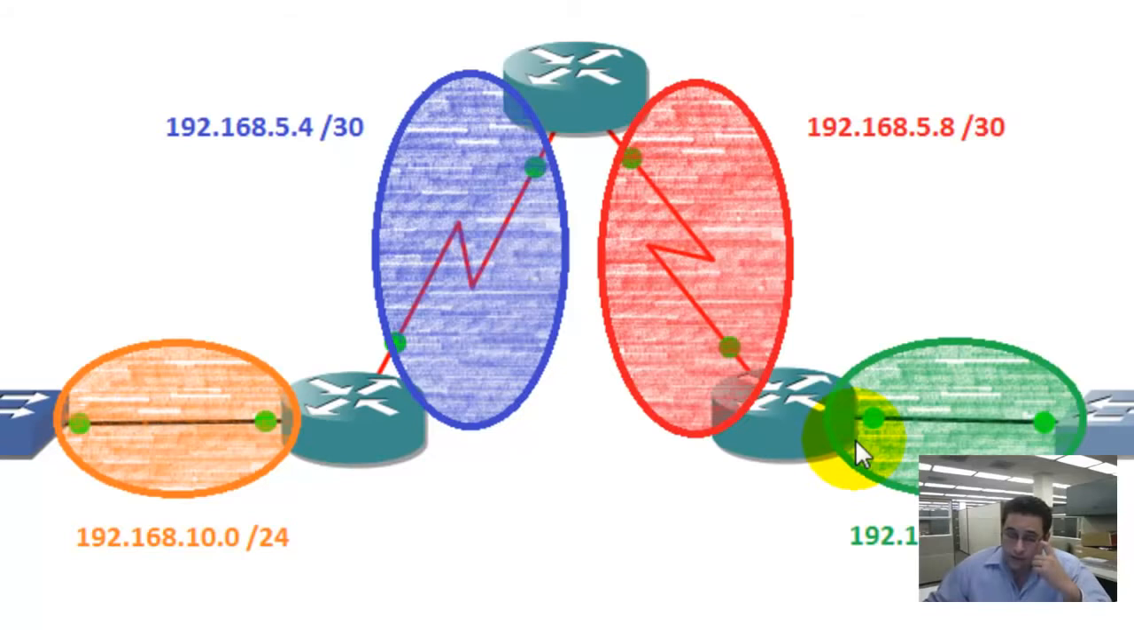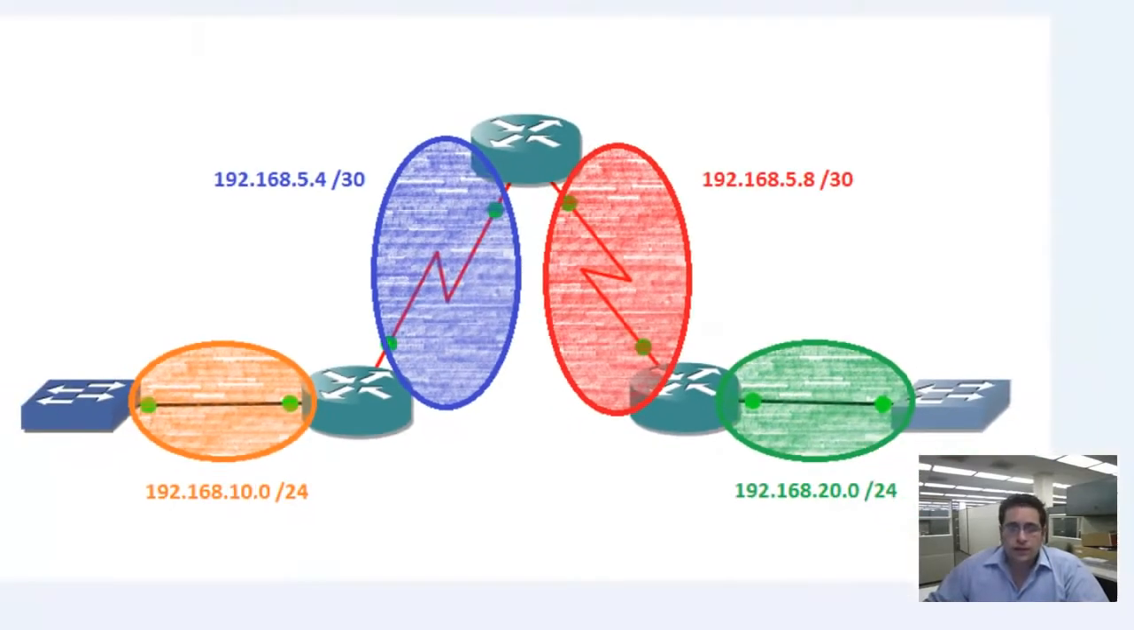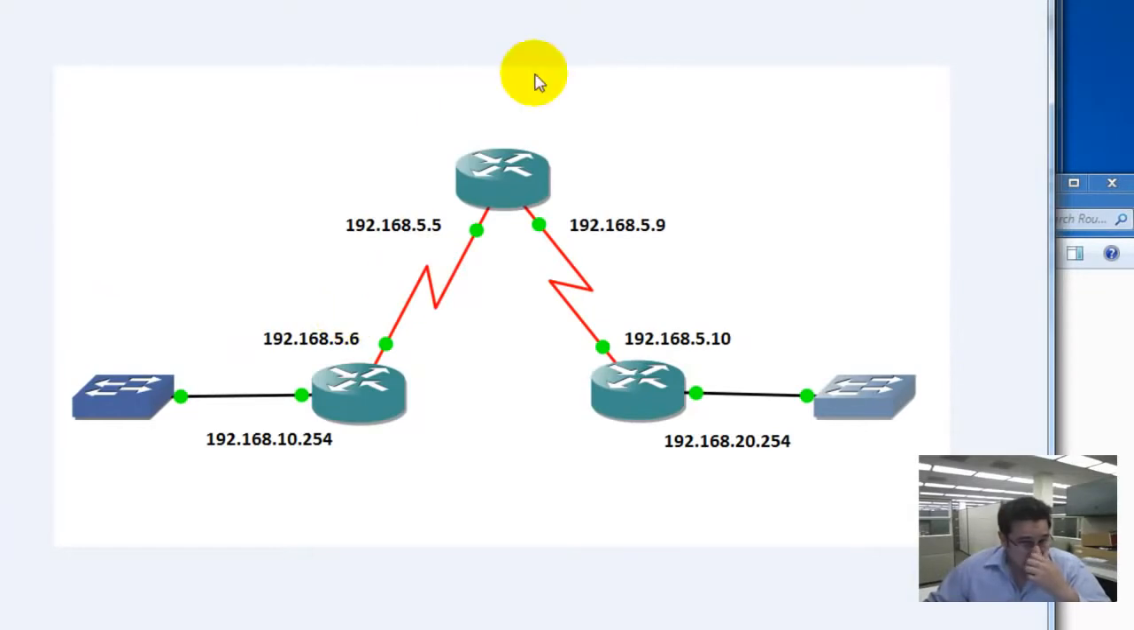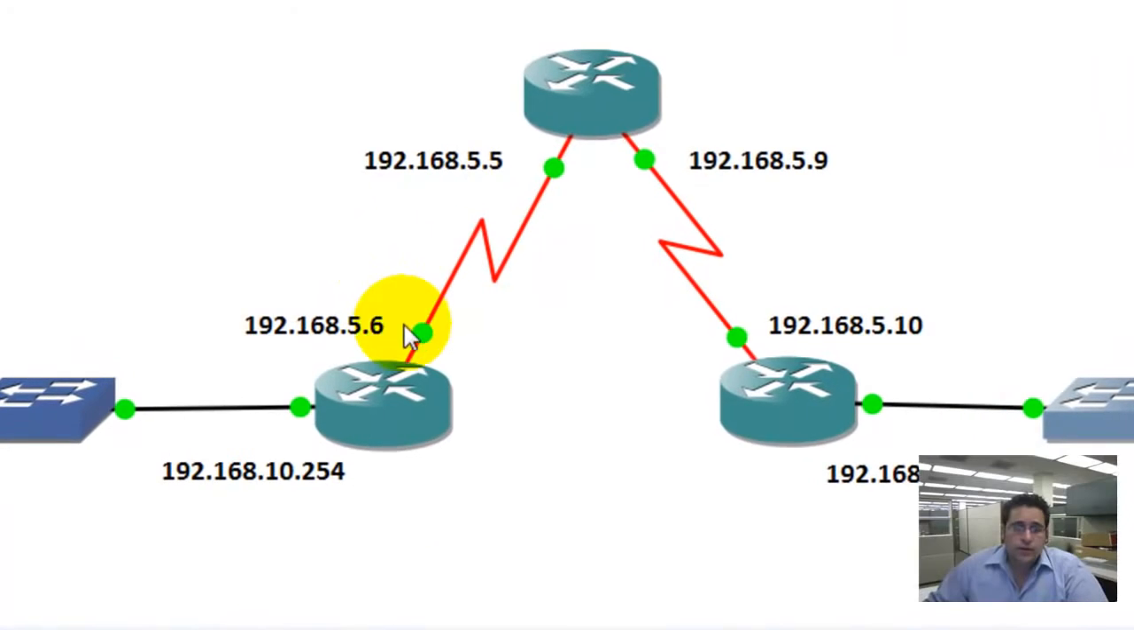And for the sales department down here, we have the green, which is 192.168.20.0 with a /24. Now that we have determined what the subnets are going to be, the next thing we have to figure out is what IPs we're going to be using, and that we have already predetermined. For the .4 network between the routers, we have .5 on the top and .6 on the bottom. For the .8 network on the right side, we have .9 and .10.